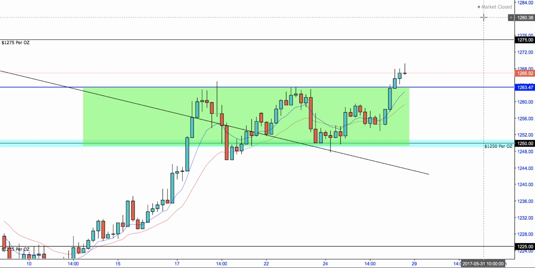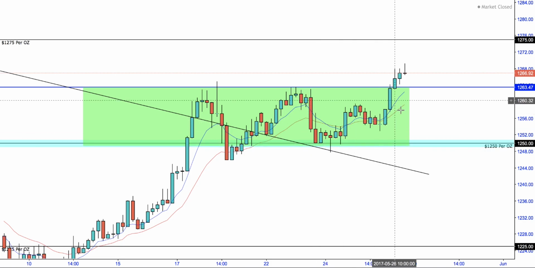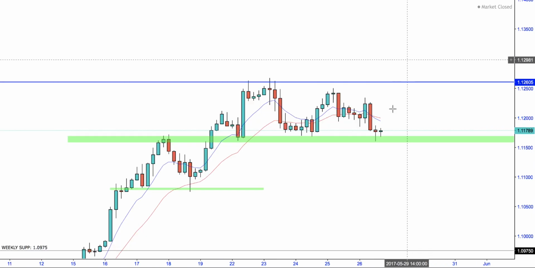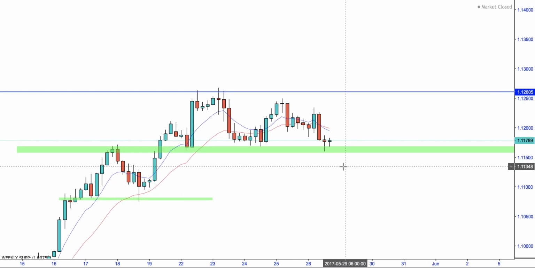So I've looked at the weekly, I've looked at the daily, coming into the 4 hour consolidation, we've had the crossover to the upside, and that's that. So that's gold, that's euro. So we're looking at crossover on the euro, buys to the upside.